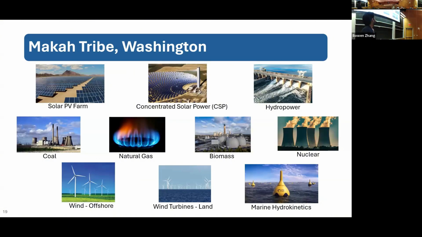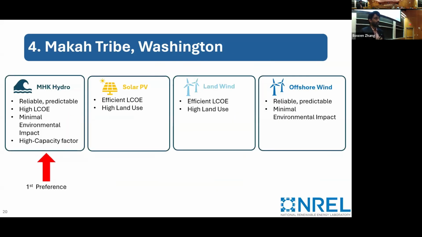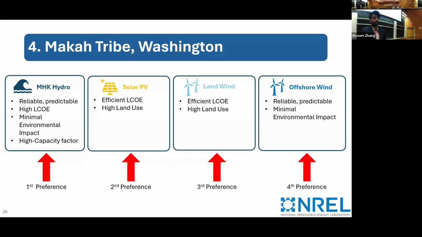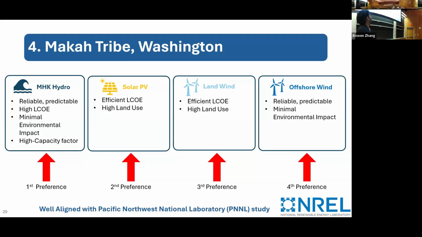So we applied all the community needs to all of these technologies, and it rejected most of them because of the different conditions in that particular region. It suggested marine hydrokinetics as the most suitable for that location, with solar PV as the second preference as per our framework, the third being land wind and the fourth offshore wind. One thing I want to share is that this framework is well aligned with the study performed by the Pacific Northwest National Laboratory.